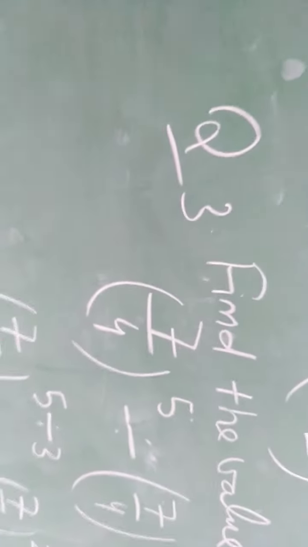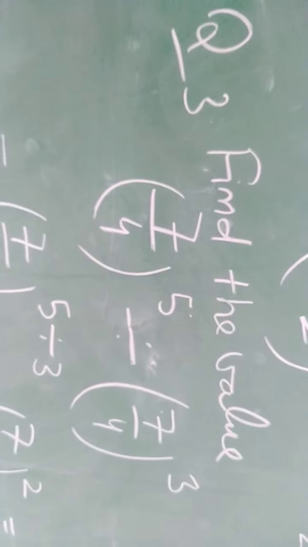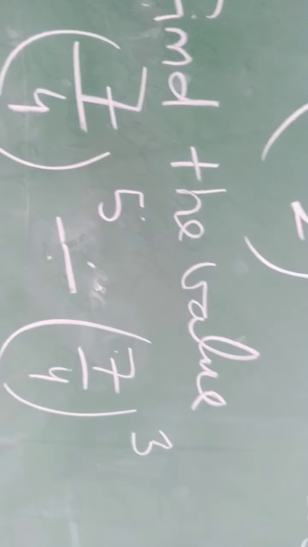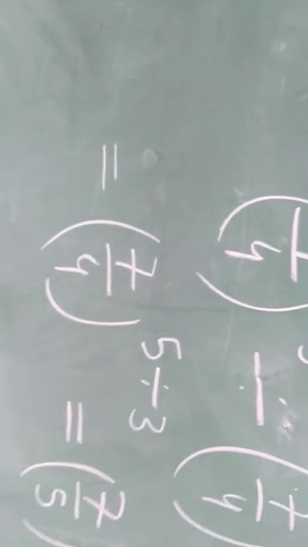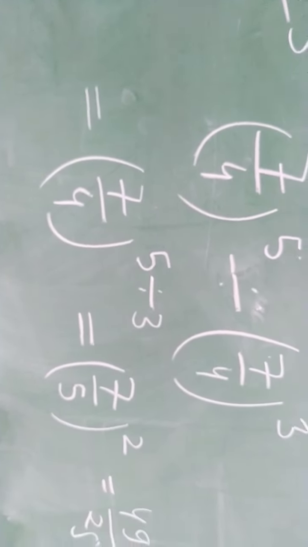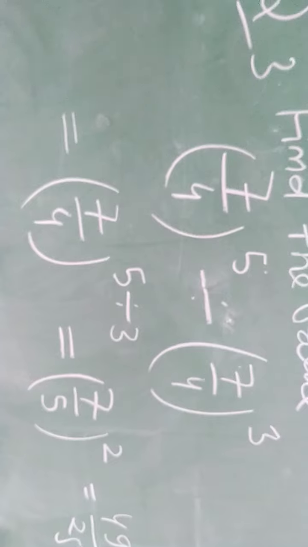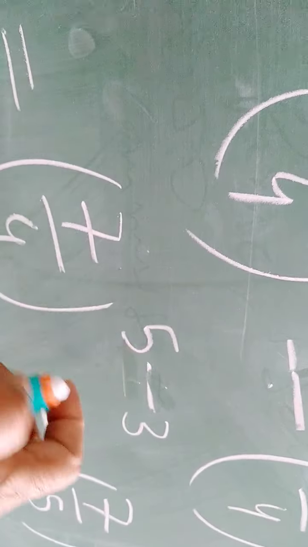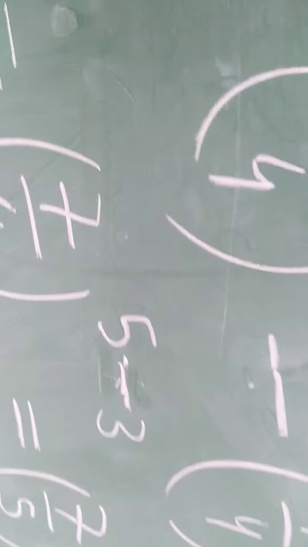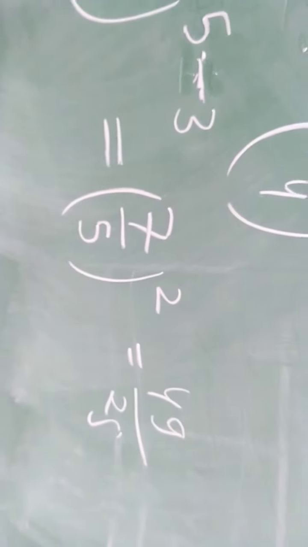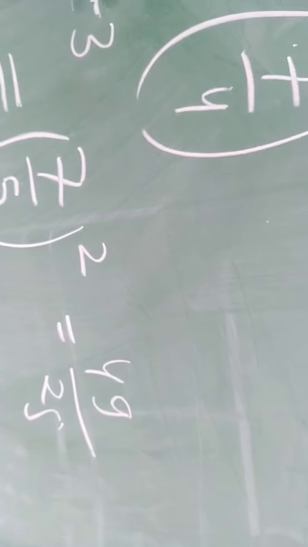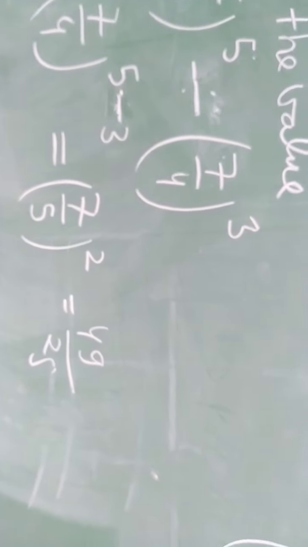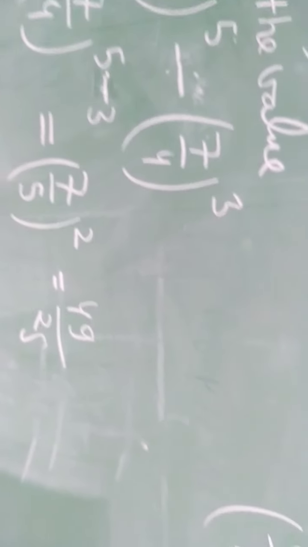Now question number 3: find the value of (7/5) whole power 5 divided by (7/5) power 3. This is equal to (7/5) power 5 minus 3. It gives (7/5) power 2, which is equal to 49 upon 25. In the case of division, powers are subtracted.